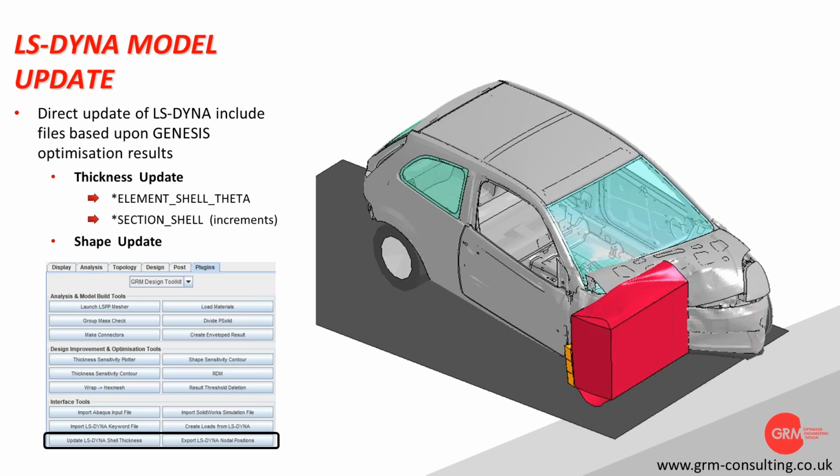Previously we had a button in the toolkit which would allow you to export a Dyna keyword, and what we've concluded looking at that is that really to support creating a keyword fully is almost too complex. There's a lot of editing to do afterwards. So we've changed our approach, and now we've got the ability to just update an existing Dyna deck for shell thicknesses and for nodal positions.